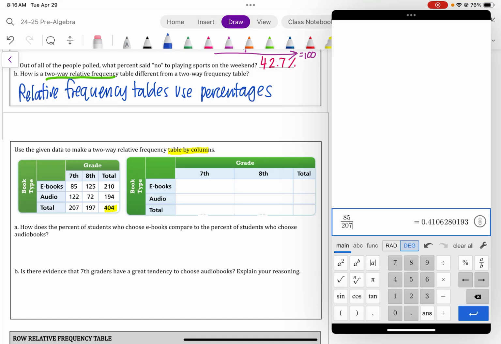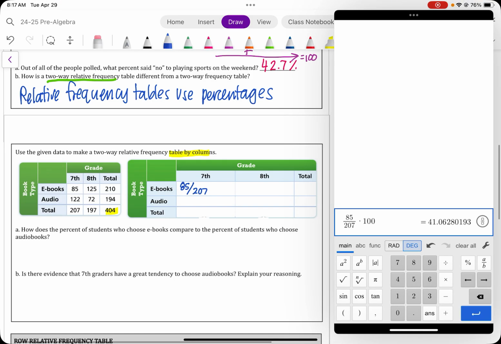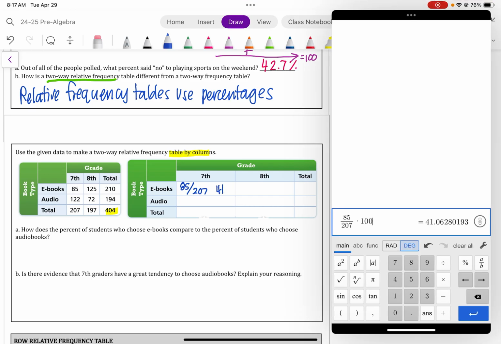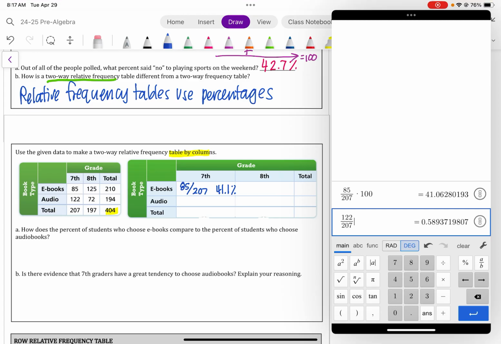So that's 41.6%. So I'm going to put these numbers in here. 85 out of 207, which gives me a total of 41.1%. Now, what percent of the 7th graders picked audiobooks? So 122 divided by 207, and we're going to multiply that amount by 100%.